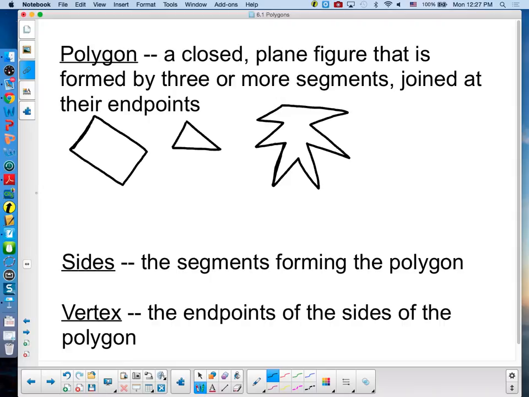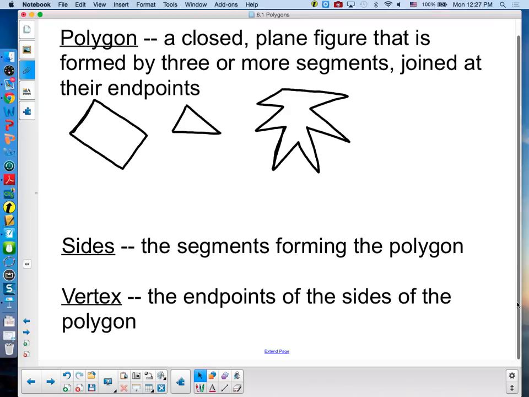Well, then down on the bottom of the screen, sides are the segments that form the polygon. So just like a triangle has sides, a polygon's going to have sides. Could have more sides than what a triangle had. And a vertex is the endpoint of the sides of the polygon. So in other words, the corners. That's the vertex, or vertices, of a polygon.